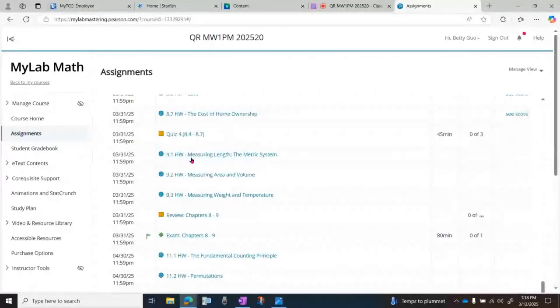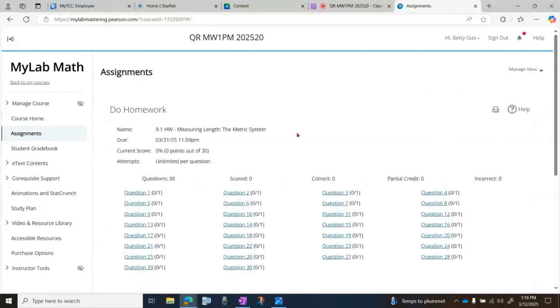As you can see, 9.1 is measuring length, one-dimensional. 9.2 is measuring area and volume. Area is two-dimensional, volume is three-dimensional. And 9.3 is measuring weight and temperature. Temperature is one-dimensional. So a lot of things, right? We do not really have time to cover all the details, but we will have sufficient time to learn the method. If you grasp the method, you can do most of the questions here, all right?